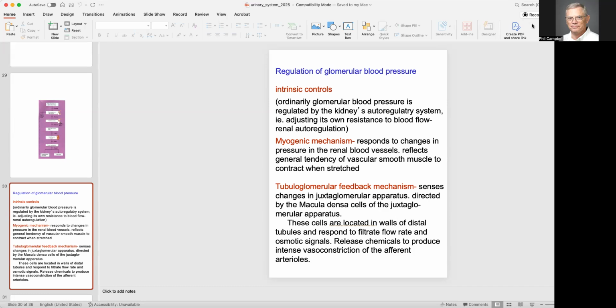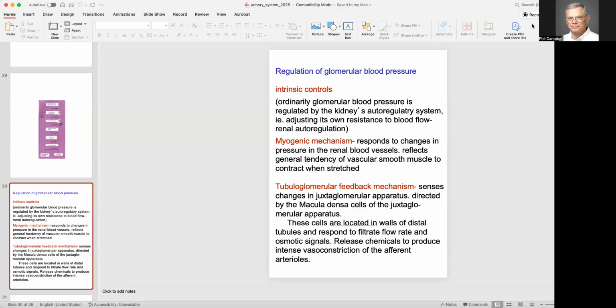Next is the tubuloglomerular mechanism, and the tubuloglomerular mechanism involves the juxtaglomerular cells. I haven't talked about how it works. Let's now talk about how it works. So it is controlled by the macula densa cells, which are integral to the distal convoluted tubule. They measure the filtrate flow. They measure osmotic signals, and they correspondingly induce the release of vasoconstrictive hormones at the afferent arteriole.